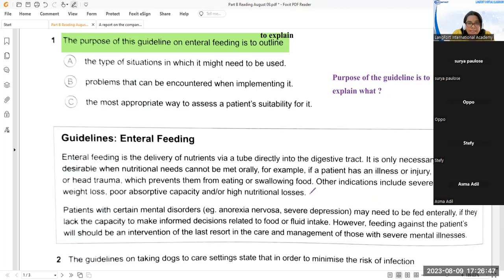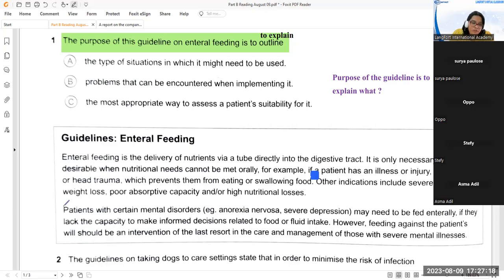Okay. Next sentence, Surya. Other indications include severe or sudden weight loss, poor absorptive capacity, and or high nutritional losses. So whatever they have told, people who have an injury to their head or neck that affects eating or swallowing ability, other than these, enteral feeding can be given to patients who have other problems such as severe or sudden weight loss, poor absorptive capacity, or high nutritional losses.